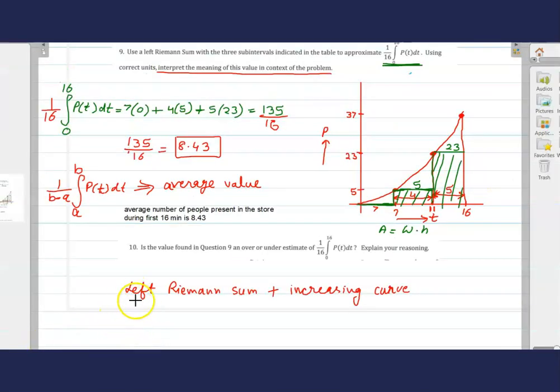So whenever we use a left-Riemann sum for an increasing curve to approximate the value of an integral, it always gives you an underestimation because some parts under the curve are still left behind. They are not included. So it always gives you an underestimation.